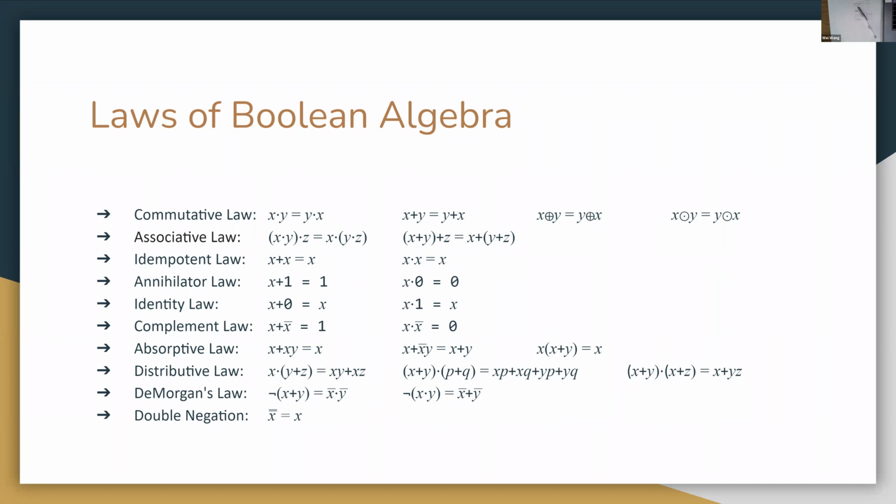And associative means that if you have X and Y and Z, you have the parentheses to indicate which part goes first, and it would be equal to X and Y and Z, right? And idempotent law means if you have X or X, it would be equal to X, right? X and X would also mean X, right?